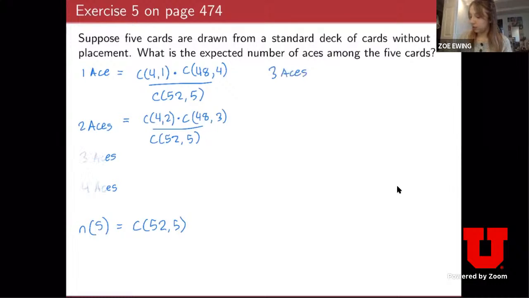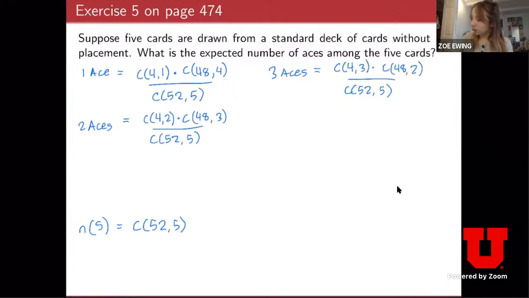And we'll just erase these. Okay. Over 52 choose 5. And it'll be similar. Again, we want to choose 3 aces, and then we want to choose the remaining 2 cards.